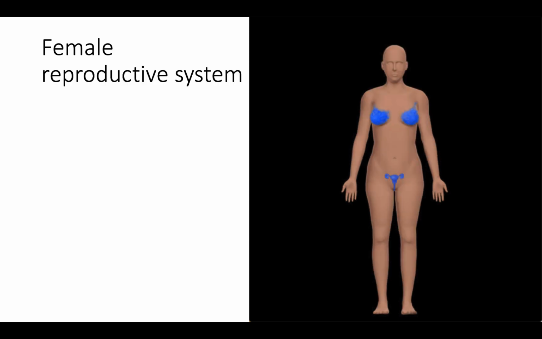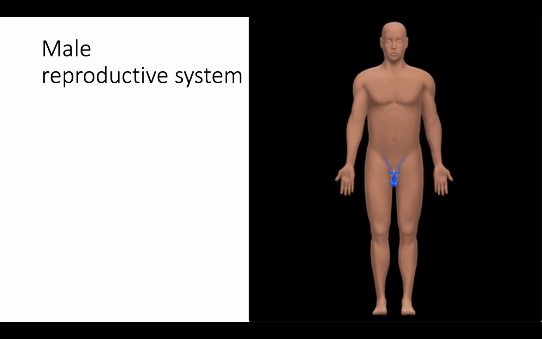The female reproductive system includes the uterus and the ovaries and the uterine tubes, as well as the mammary glands. And the male reproductive system includes the penis and the testes and the ductus deferens and some accessory glands like the prostate gland and the bulbourethral gland and the seminal gland. This ends this video on Chapter 1, Anatomy Structures.